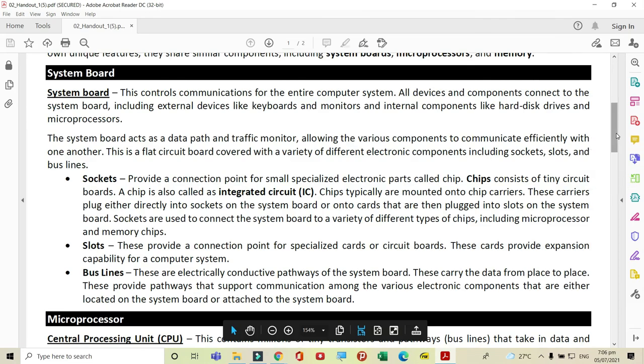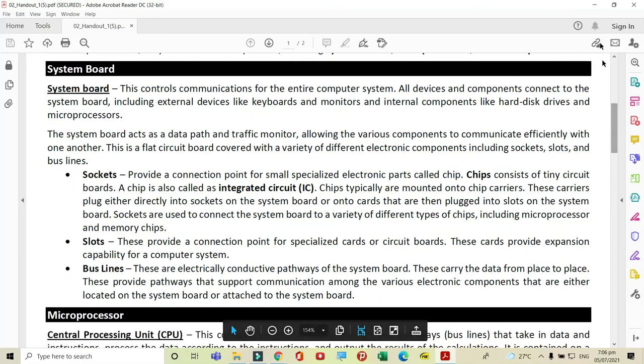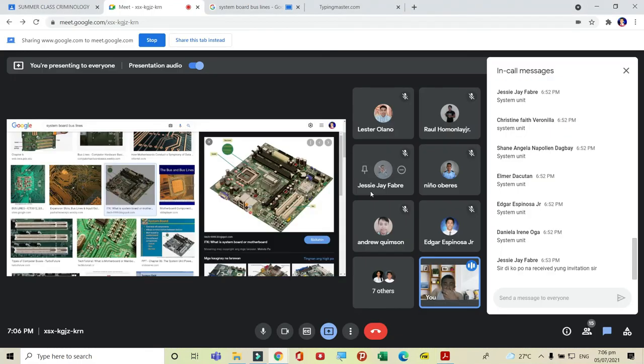Okay. Balikan na to. You have system unit and then the second one is system board. If you could still remember, system unit is the one that is used to enclose the system board. Si system board siya yung pinoprotektahan ni system unit. That's why if you take good care of your system unit, it means also na you are taking care of your system board. Sir, how do we take care of our system boards and system unit?